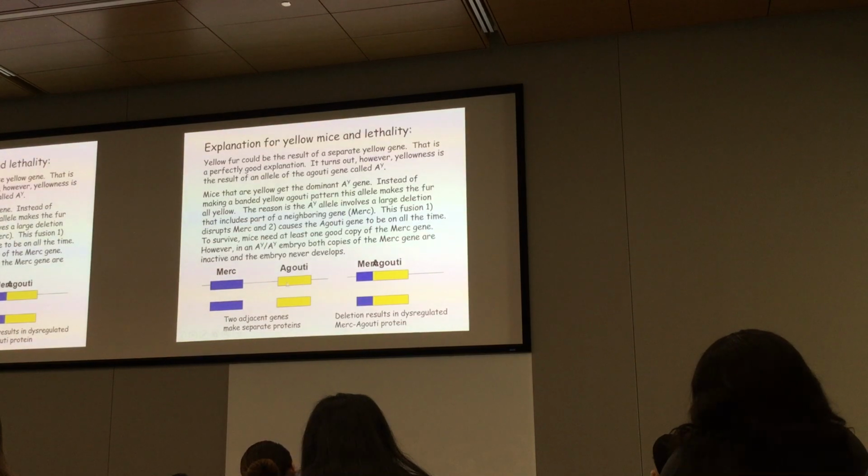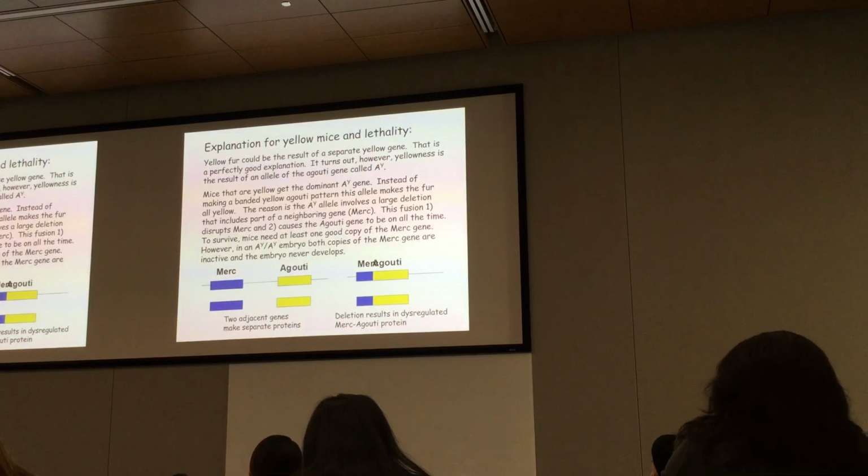So deletion results in the loss of these agouti regulatory sequences. You produce a hybrid protein that's still active for yellow fur coloration, and so the mice appear yellow. So that's pretty interesting. And then the next question is, why is the AY allele lethal?